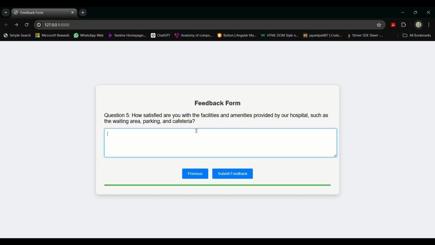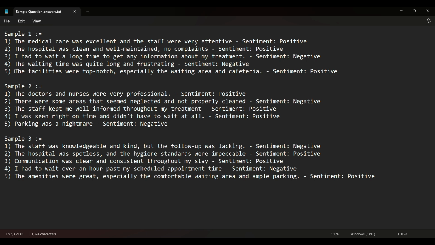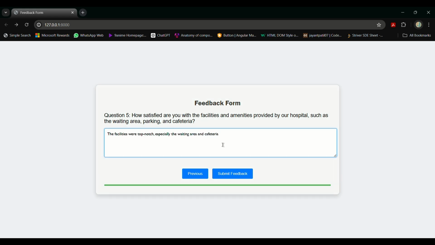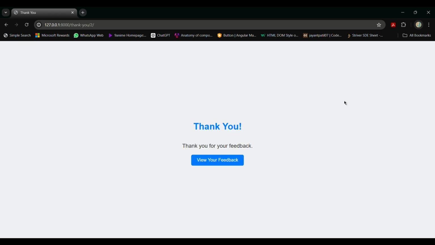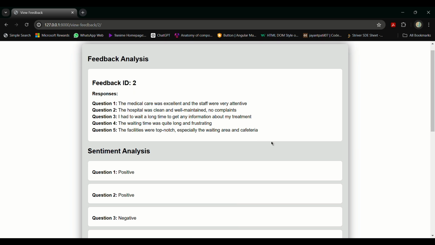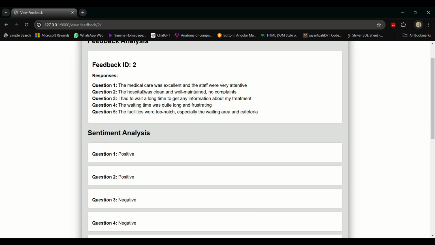Next is the feedback related to facilities and amenities provided by the hospital. Now this is a positive review. Now we will submit the feedback. As you can see, the feedback is filled. Now this is the overall feedback analysis. Here you can see the responses which we have answered for each question.